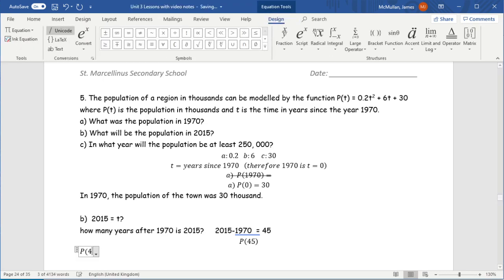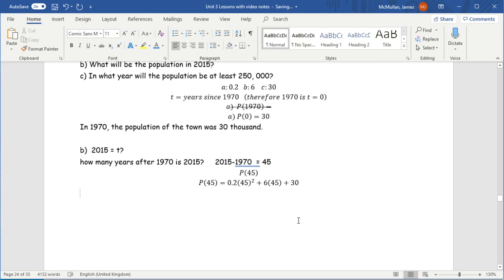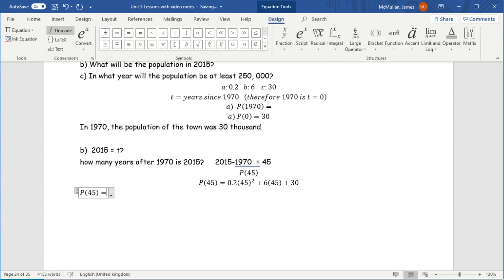So I go ahead, I go P of 45 equals 0.2 times 45 squared plus 6 times 45 plus 30. Now 45 squared is 1600 plus 200 plus 200 plus 25, so 2025. Plus 3 sets of 90 is 270, plus 30.